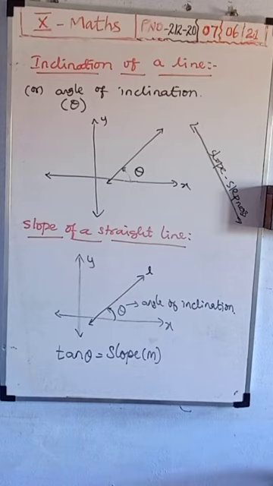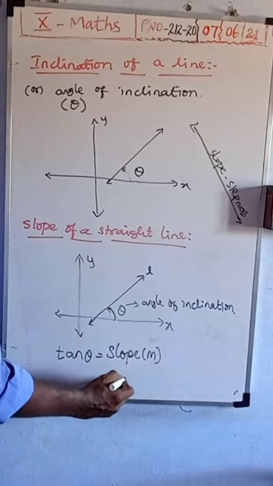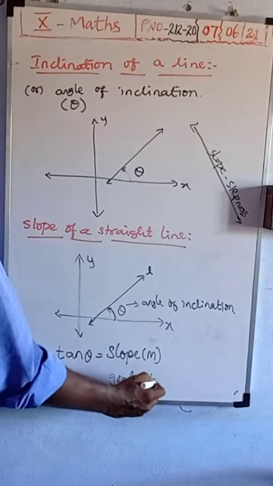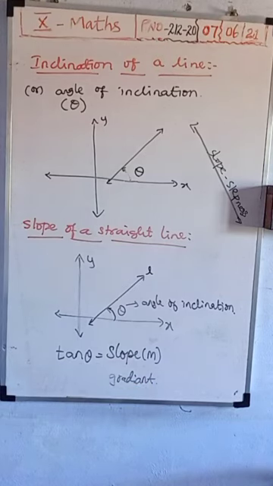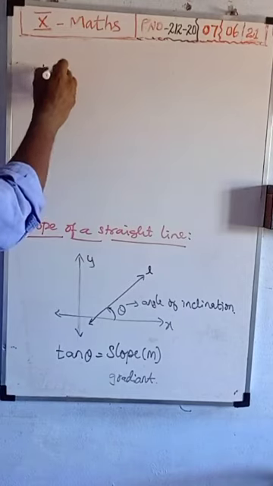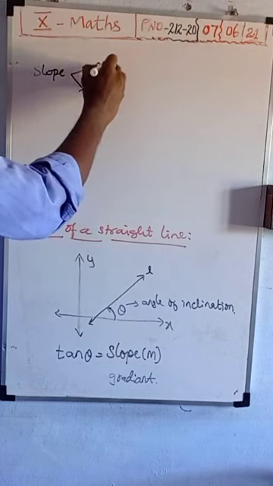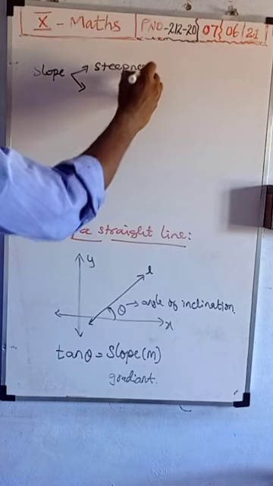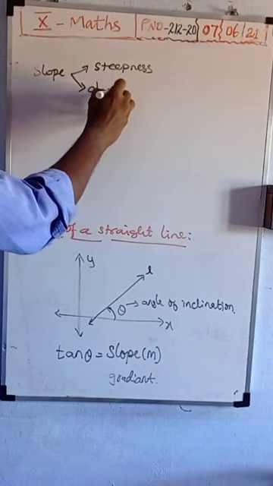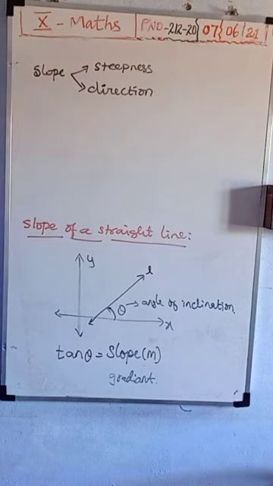Tan theta is called the slope or gradient of the line. In a line, slope is tan theta, or else gradient. So here, the theta value gives us the slope. Then slope comprises two factors: one is called steepness, and another one is called direction. With the steepness and direction only we will get the slope.